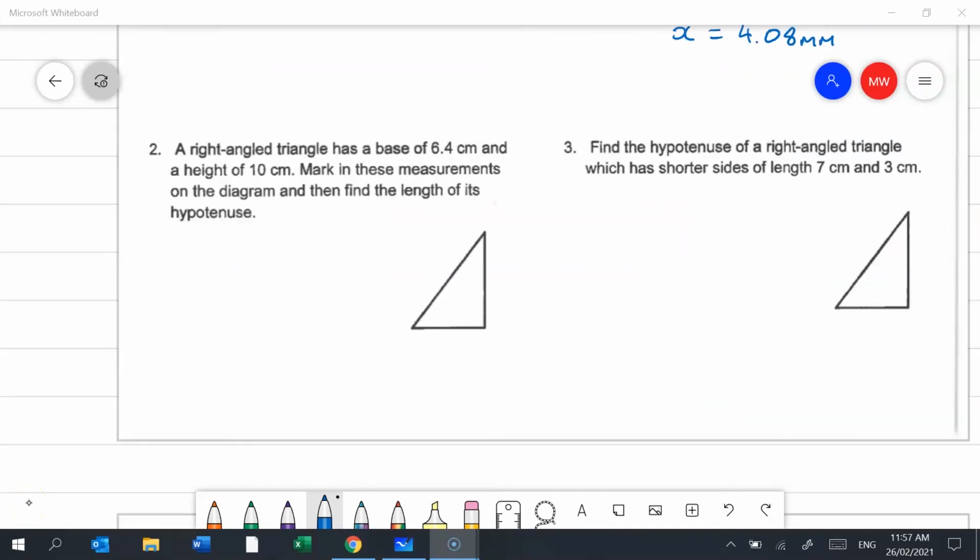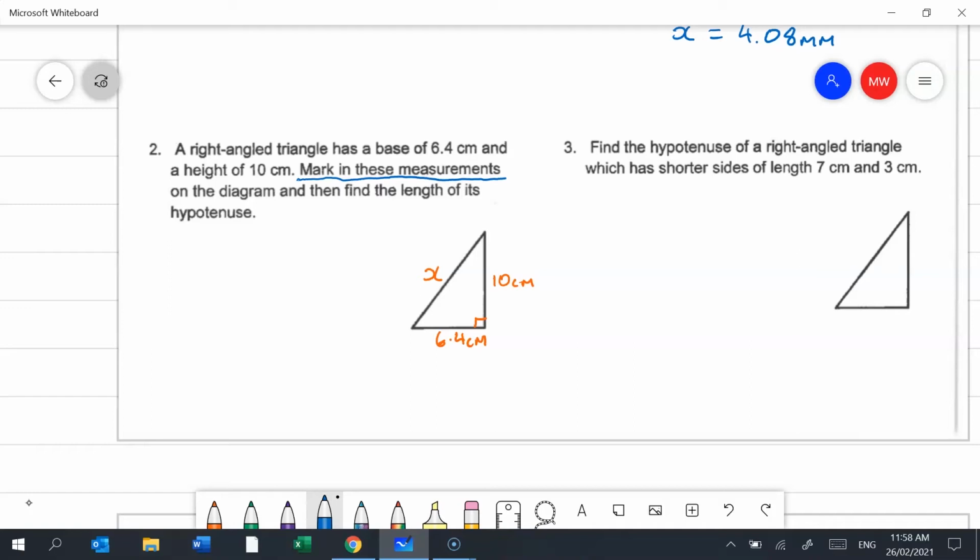Question 2, we've got a worded question. The first part of it is that we need to mark measurements on the triangle below. If we don't do that, we'll miss out on those marks. So it has a base of 6.4 centimeters, and it has a height of 10 centimeters, and it's asking us to find the length of the hypotenuse. Okay, I'm going to use x, but you can use c if you'd prefer.